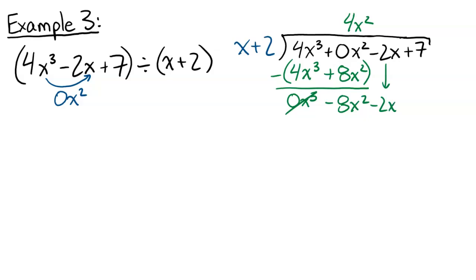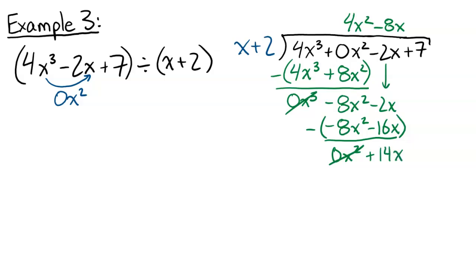Now I bring down the negative 2x, the next term over, and so now I say, well, how many times does x go into negative 8x squared? Well, that's going to be negative 8x. So negative 8x times x gives me negative 8x squared. We should have that always canceling out if we've done it properly. Then we also multiply that by 2, and that gives us negative 16x. We subtract that entire line from the line above. Negative 2x minus negative 16x means add 16x, so it gives us 14x.